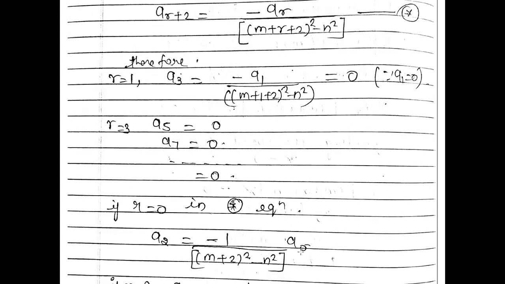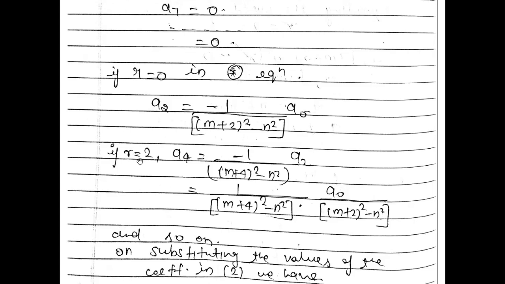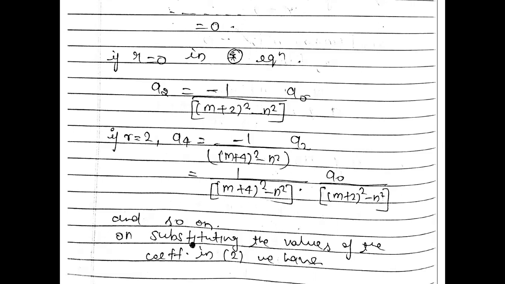Now, if r is equal to 0, put r is equal to 0 here. So a2 will be minus a naught upon ((m plus 0 plus 2) whole square minus n square). And for a4, put r is equal to 2, so a4 will be this one, and you can write the value of a2 here. So we will get a2, a4, a6, a8, and so on, all even terms in terms of a naught, because a4 we are getting in terms of a naught, a2 we are getting in terms of a naught, so all terms will be in terms of a naught.